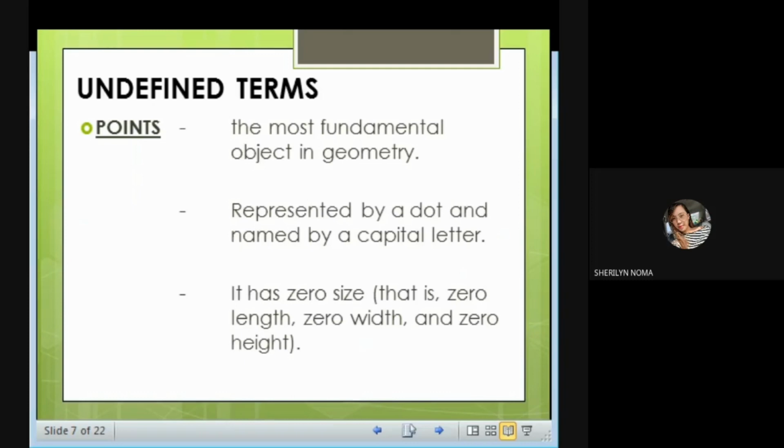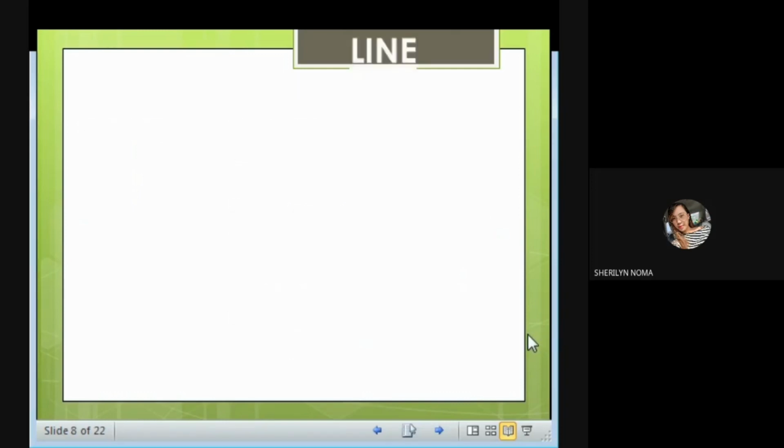Consider your computer screen. If you place your finger on it, you have just identified a point. If you move your finger to another place on your computer screen, then you have located another point. You use a capital letter whenever labeling a point in geometry. Points are located everywhere. Next one, the line.